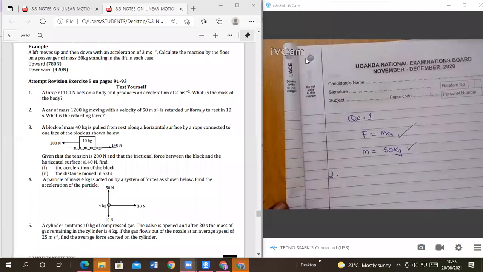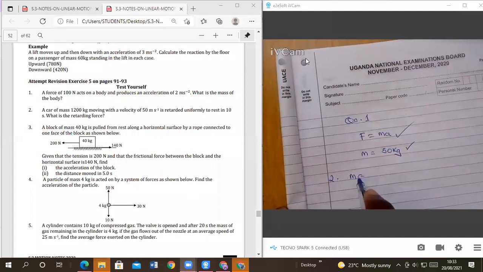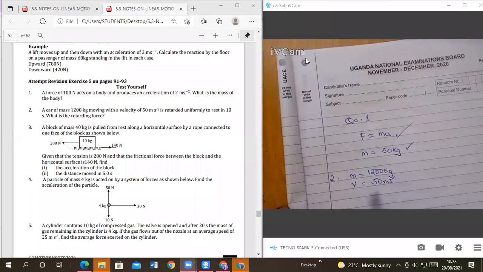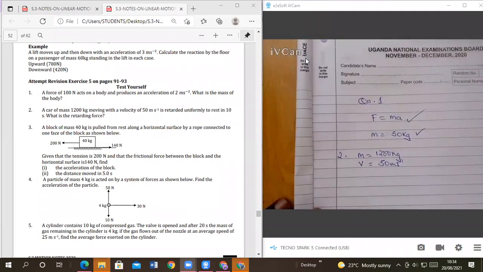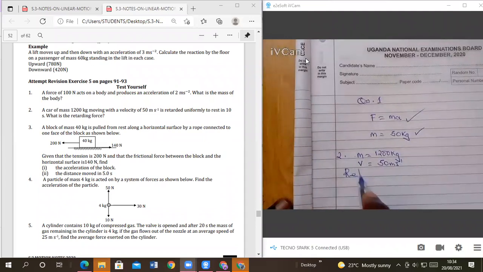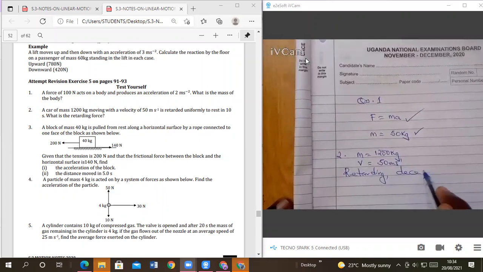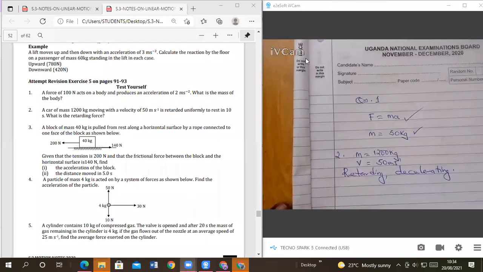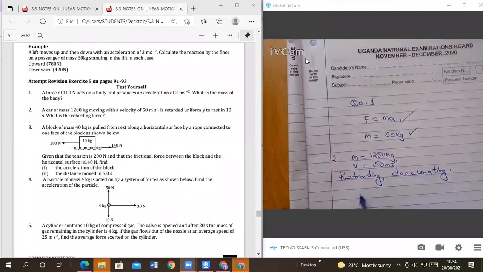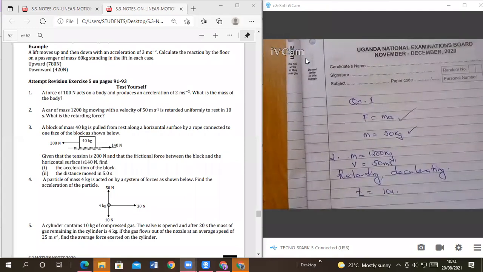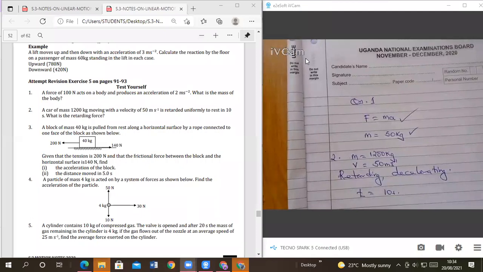Question 2: a car of mass 1,200 kilograms, moving with a velocity of 50 meters per second, is retarded uniformly to rest in 10 seconds. Retarded means decelerating, not so? Time was given to be 10 seconds. Now they're asking you what is the retarding force?